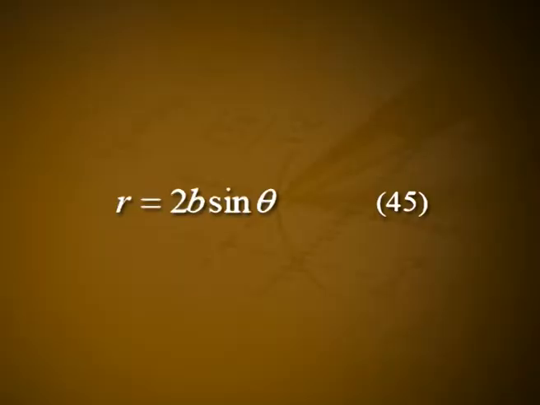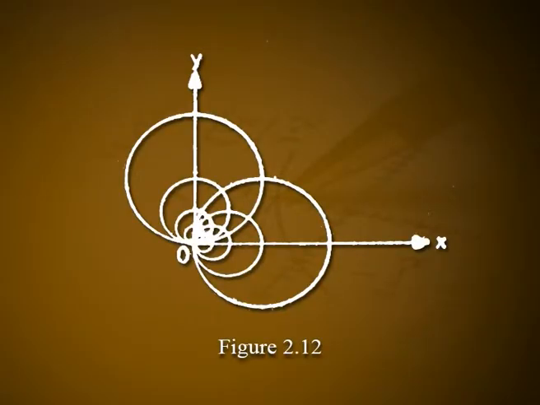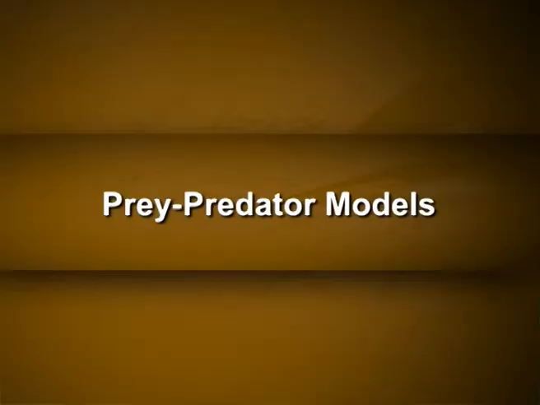Integrating, we get r = 2b sin θ. The orthogonal trajectories are shown in the figure. The circles of both families pass through the origin, but while the center of one family lies on the x axis, the centers of the orthogonal family lie on the y axis.